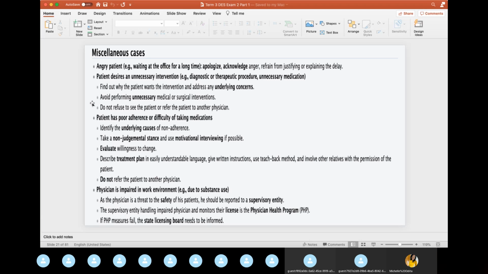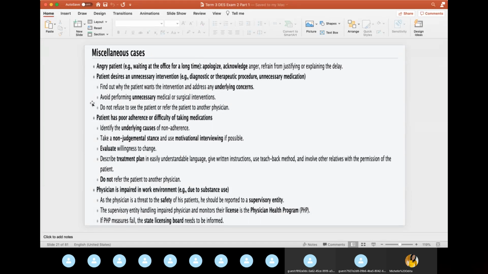If a patient desires an unnecessary intervention, what are you going to do first as a physician? Find out why the patient wants the intervention, and then avoid performing the unnecessary intervention. And do not refuse to see the patient or refer them to another physician.